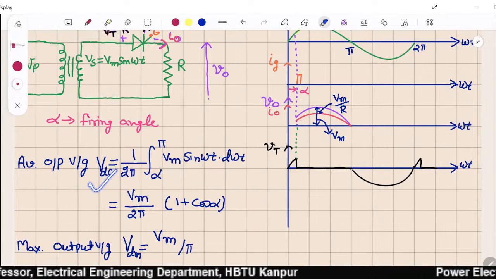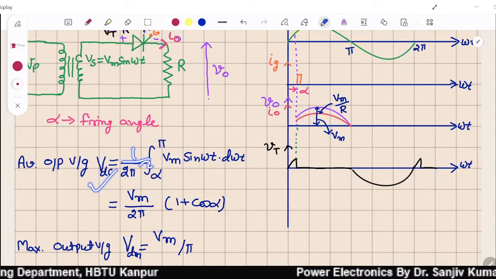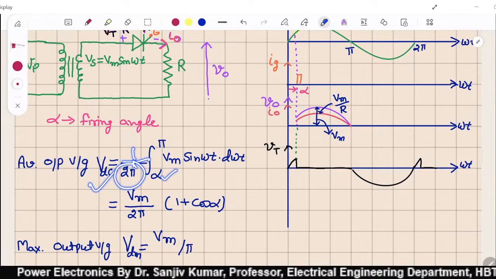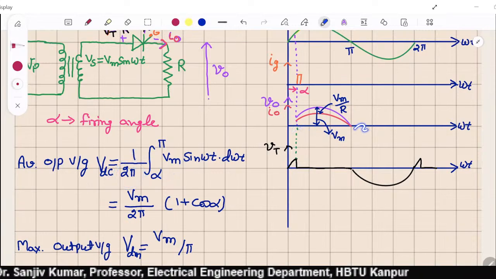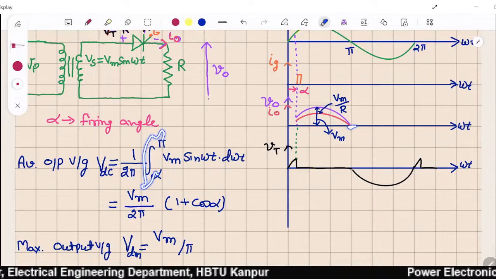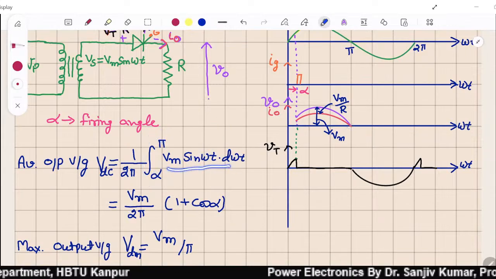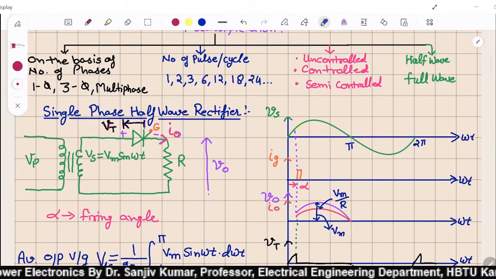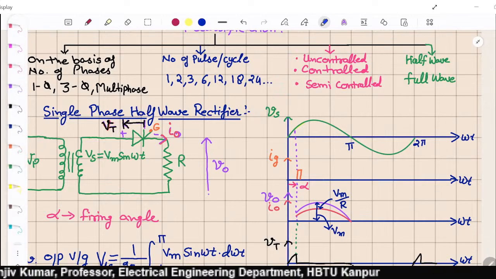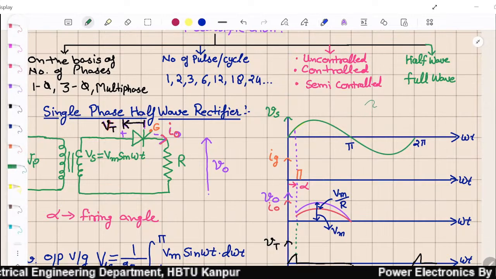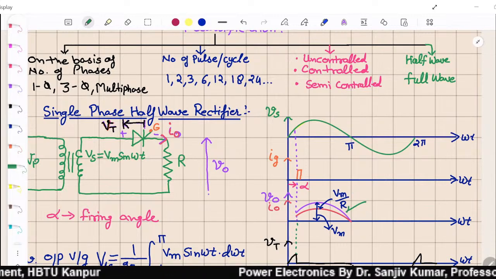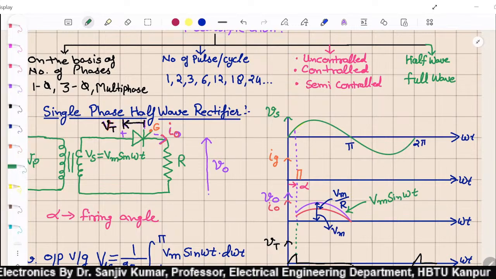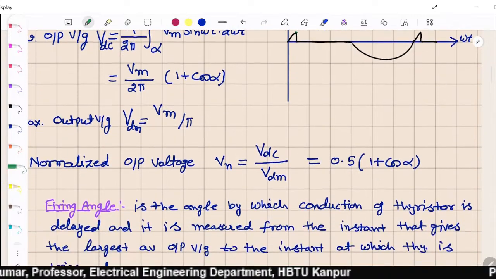It is given by VDC is equal to 1 upon time period. टाइम पीरियड यहाँ पर क्या है? 2 पाई. कहां से कहां तक आ रहा है वेवफॉर्म? अल्फा से लेके पाई तक. अल्फा से लेके पाई तक Vm sin ओमेगा टी, जो कि इसमें जो भी इनपुट वोल्टेज है वही तो आ रहा है भाई मेरे. So it is equal to Vm sin omega t, as simple as that, right?